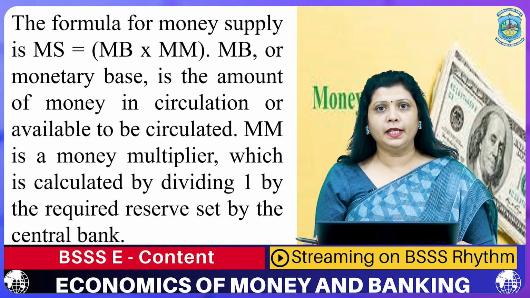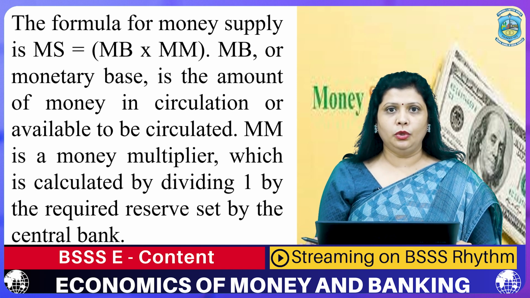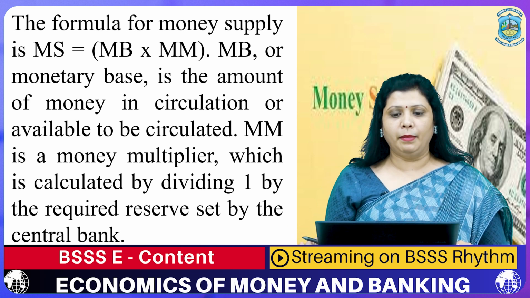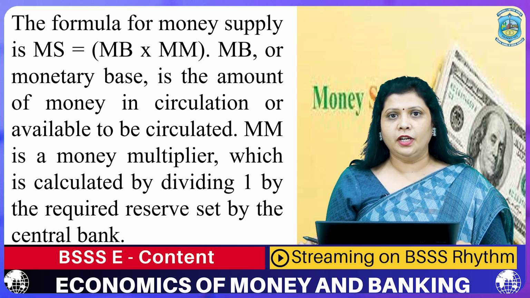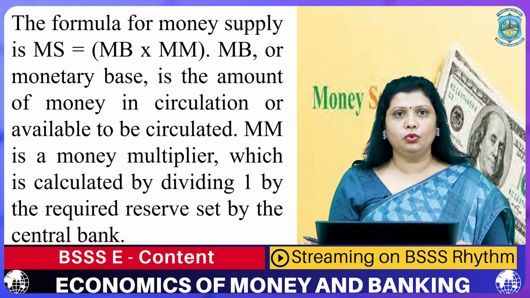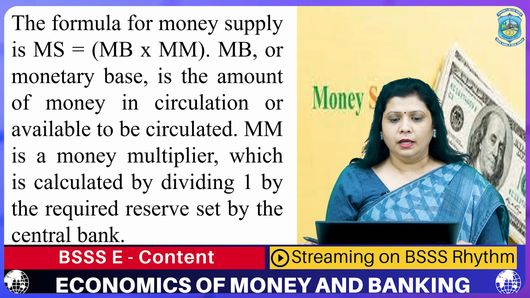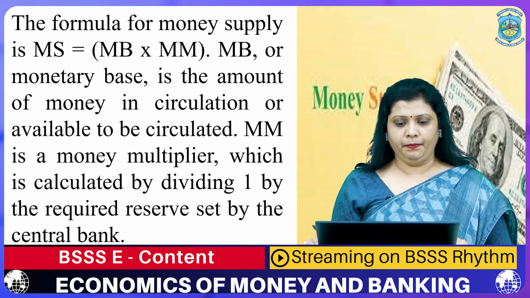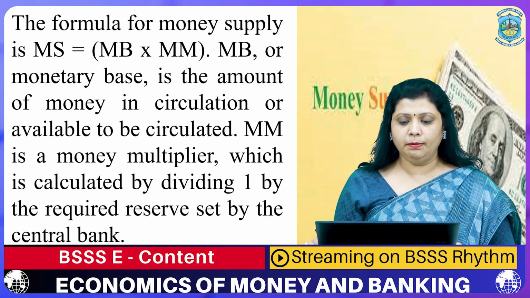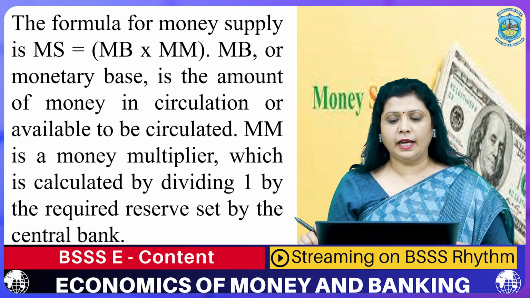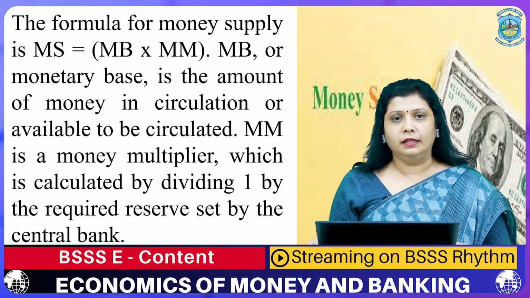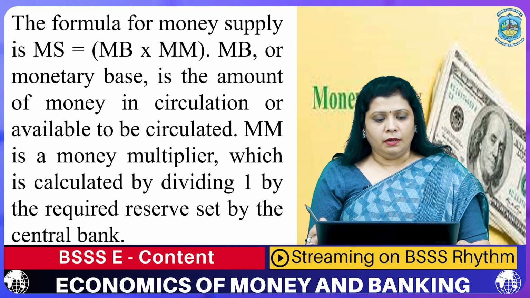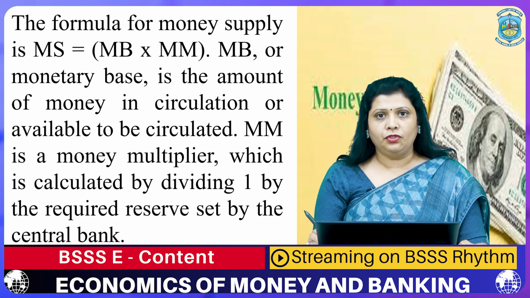The formula of money supply is MS equals MB times MM. What is the abbreviation of MB? MB refers to the monetary base, which is the amount of money in circulation or available to be circulated. MM is the money multiplier, which is calculated by dividing 1 by the reserve requirement set by the central bank.